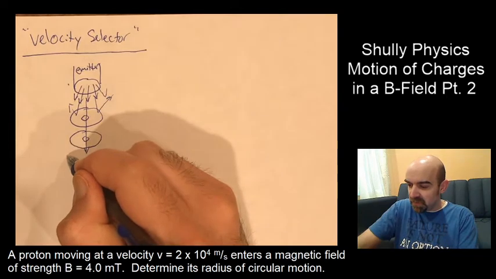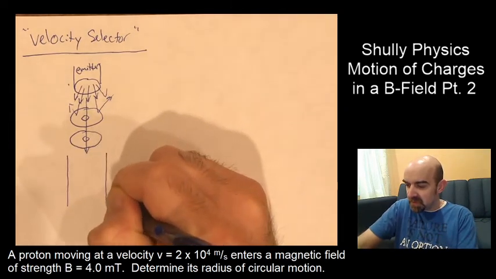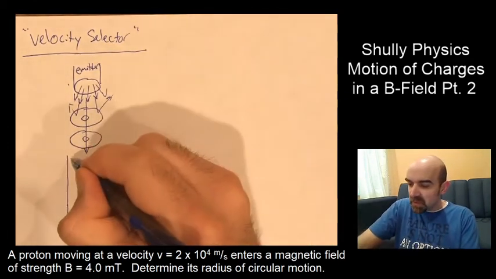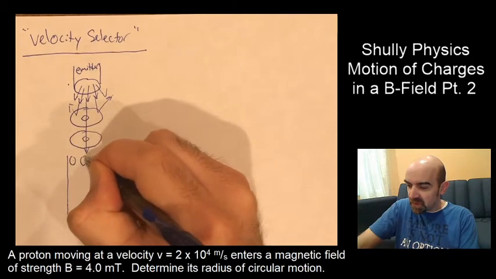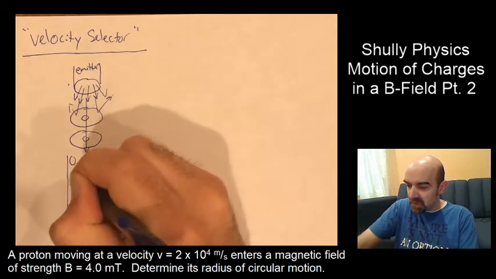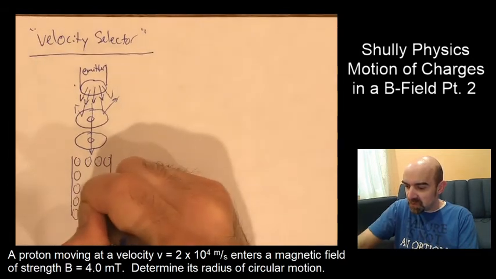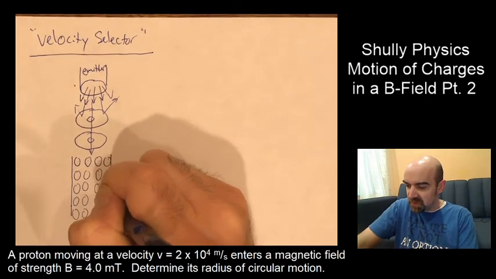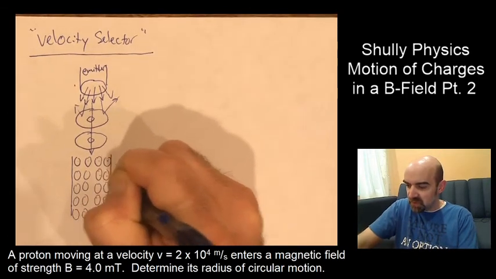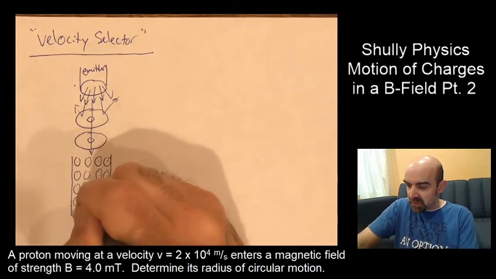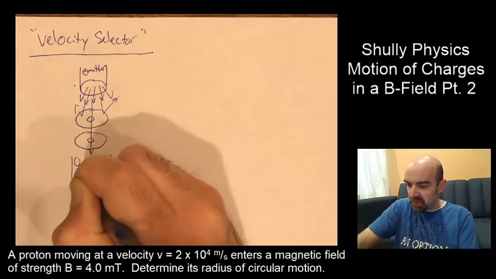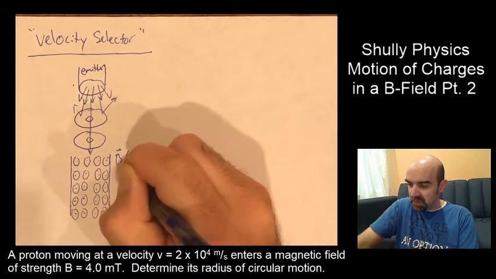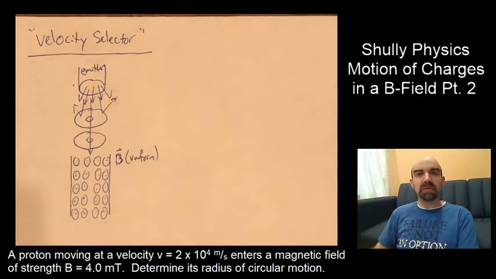Now we allow that beam to enter a region of our velocity selector here, where we're going to specify a magnetic field. So I'm going to make a bunch of these. Got to have a strong magnetic field here, at least one that's not insignificant. Dot, dot. So it's all coming out of the page. Even though it does not look uniform, I am calling this a uniform magnetic field.